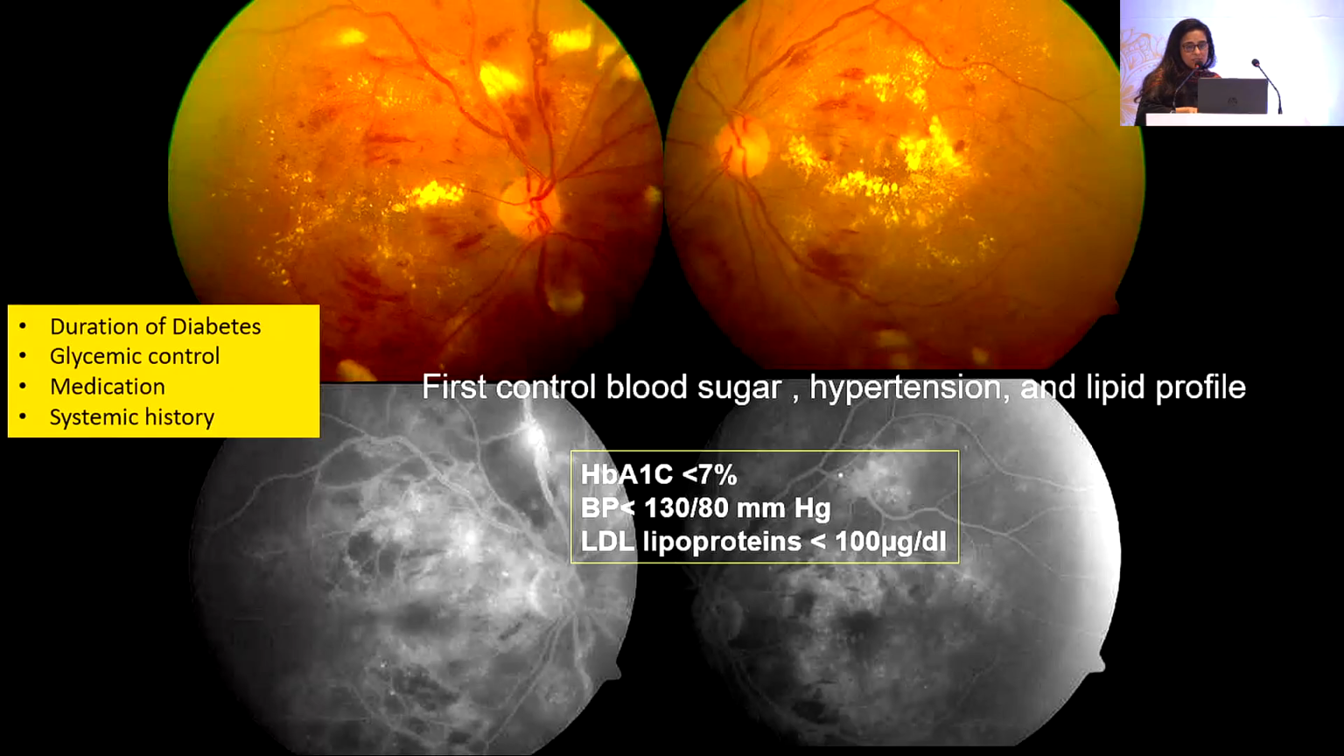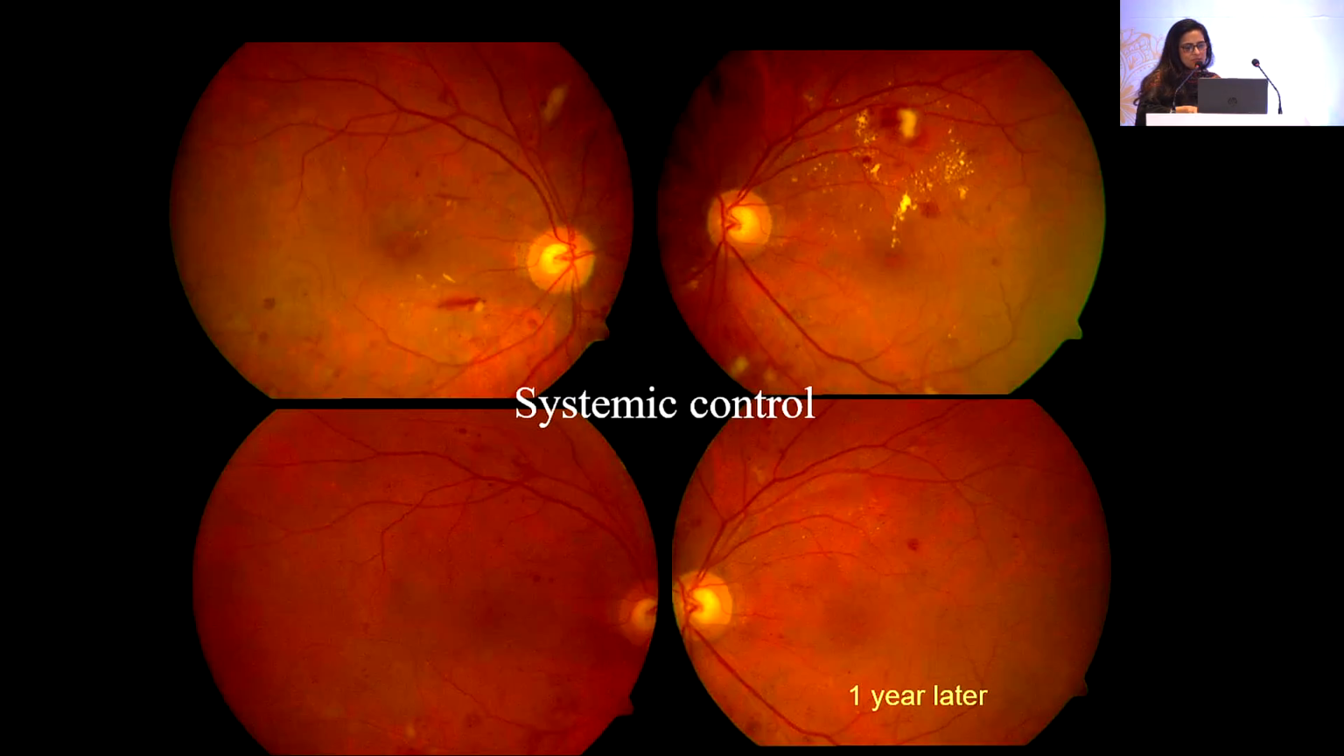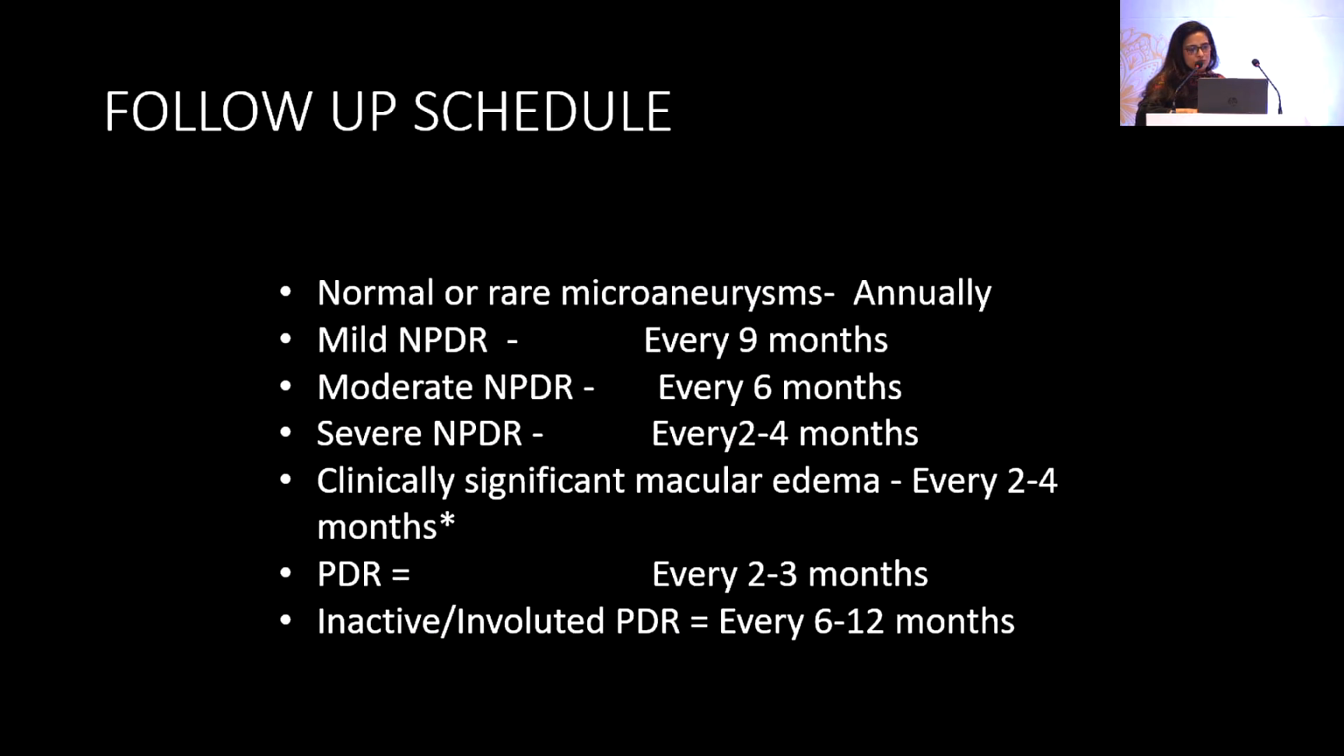And HbA1c, many patients will say, "Hamari sugar controlled hai," but when you ask them to get an HbA1c, it would reflect the true picture. So every diabetic, do ask them to get an HbA1c. And this is with systemic control alone. You see all the lesions have disappeared after 1 year because the patient came back with good control.